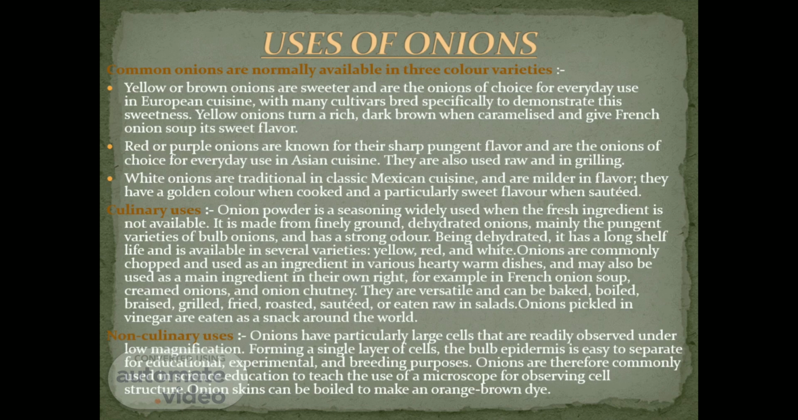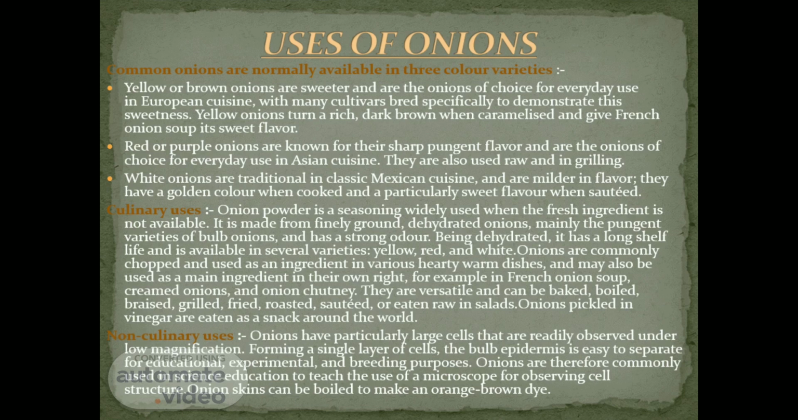Onions are commonly chopped and used as an ingredient in various hearty warm dishes, and may also be used as a main ingredient in their own right. For example, in French onion soup, creamed onions, and onion chutney. They are versatile and can be baked, boiled, braised, grilled, fried, roasted, sauteed, or eaten raw in salads. Onions pickled in vinegar are eaten as a snack around the world.